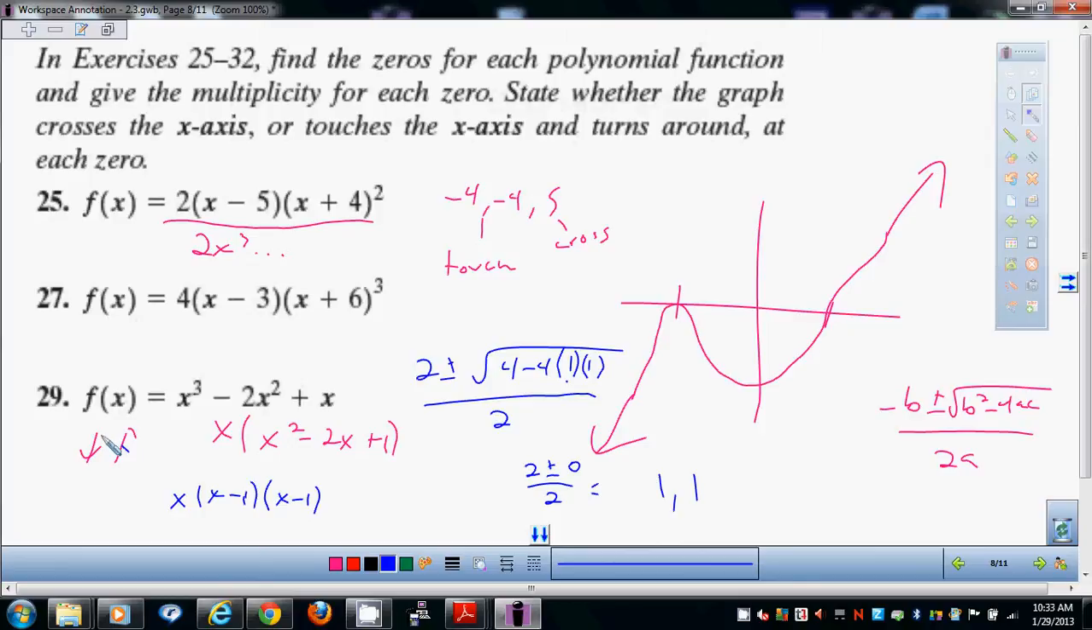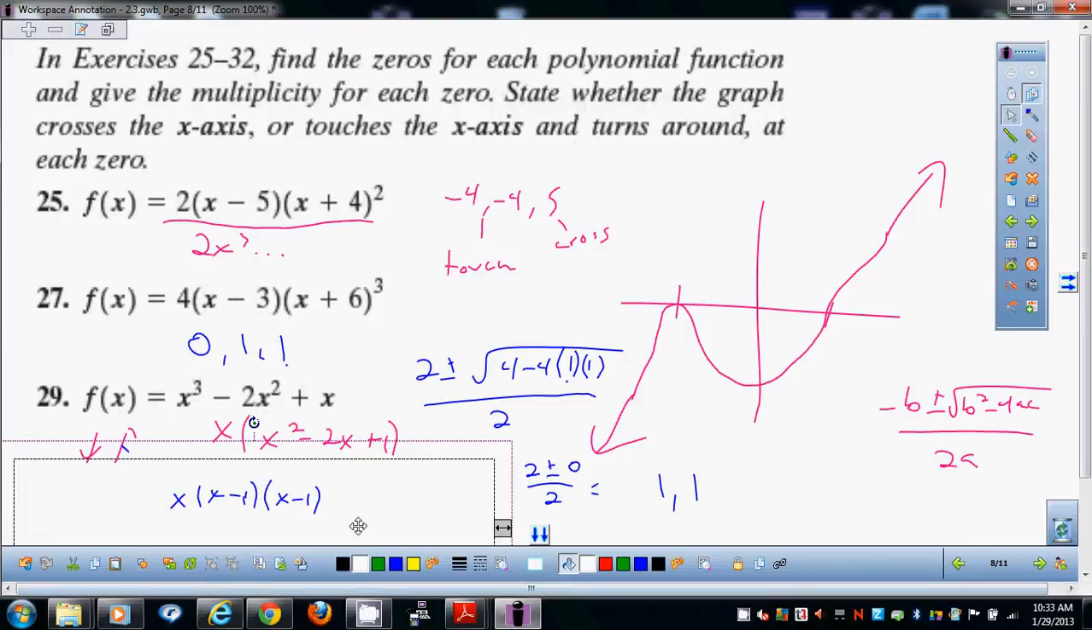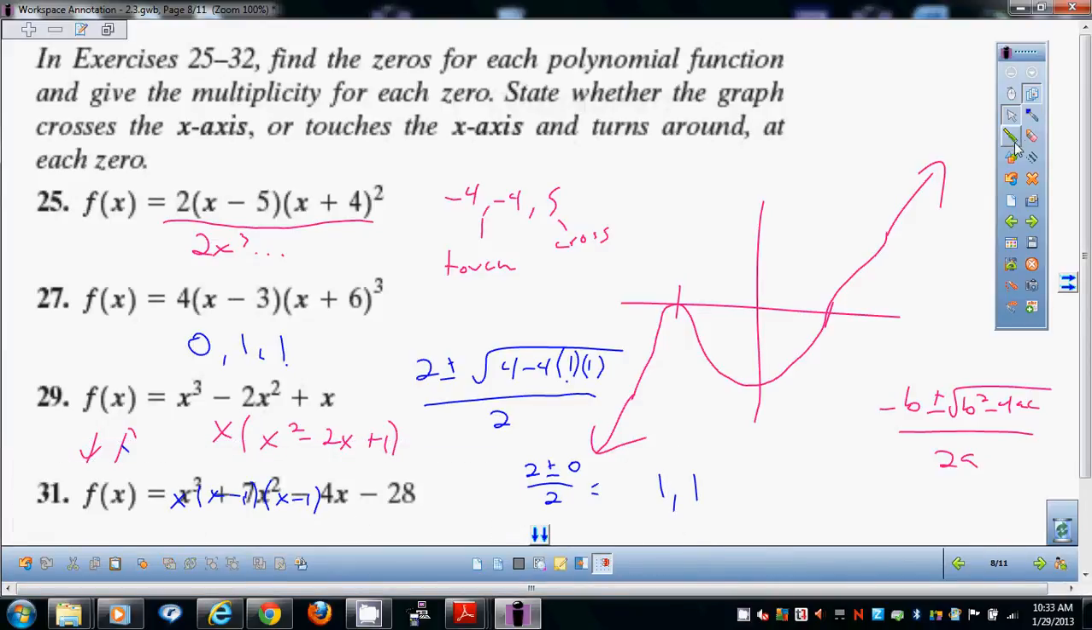Where's it going to touch? Where's it going to cross? Cross 0, touch 1. Very good. Questions? 29 is the exact same, but how are we going to have to solve it? How are we going to have to solve 29 when we factor it? Remember this? We talked about this. Factor by grouping. If you have a cube, you're going to have to factor by grouping.